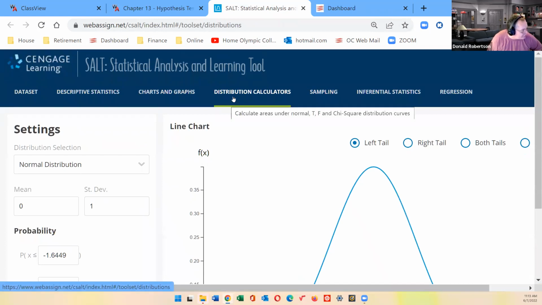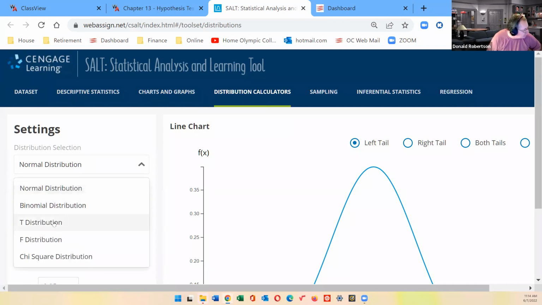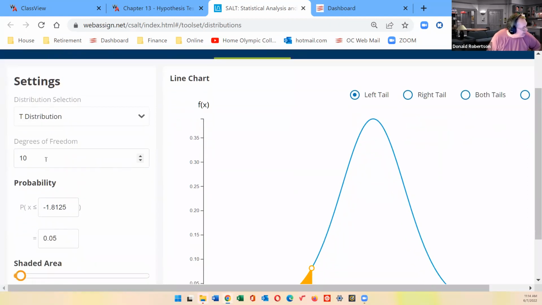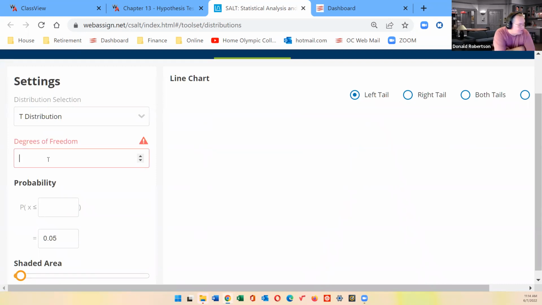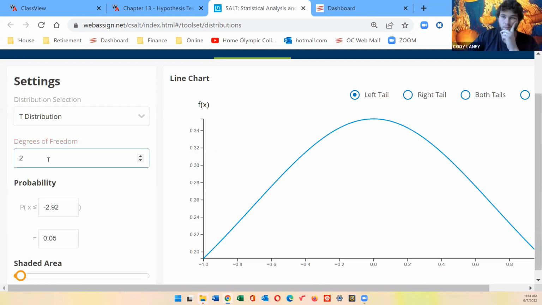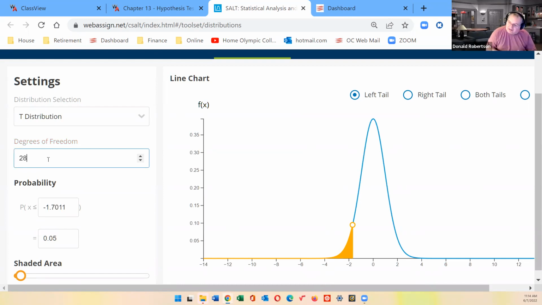Now, when you hit SALT, you see it took you to distribution calculations, right? Now I'm going to go here and I'm going to go T distribution. And my sample had 29 numbers in it. How many degrees of freedom is 29 numbers? 28. Doesn't make a big difference, but it will make your answer slightly different, right? So you have to make sure it's 28 or else the WebAssign won't like you.